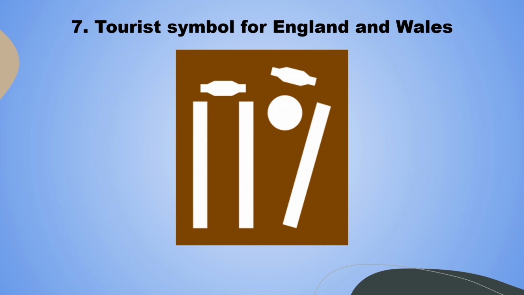This is a tourist symbol for England and Wales. Again, please keep in mind the color brown. The color brown is always for tourist attractions. So let's have a look at what this sign means. It seems a bit complicated and a bit hard to remember, but this sign means that this is a cricket ground or there is a cricket ground.